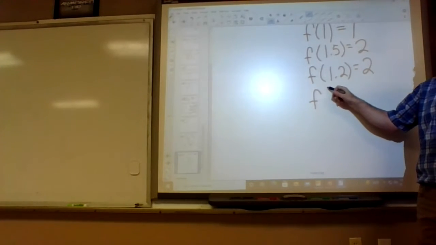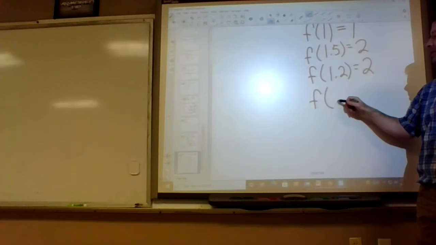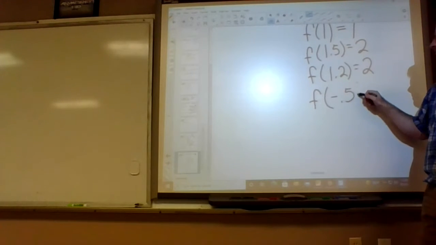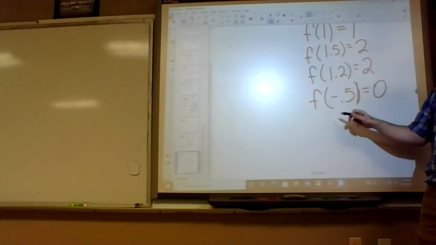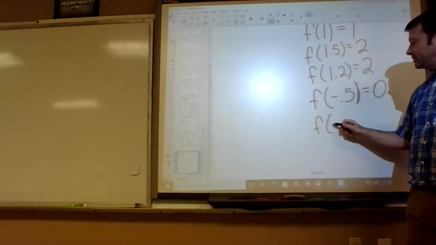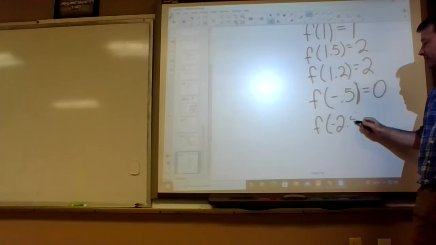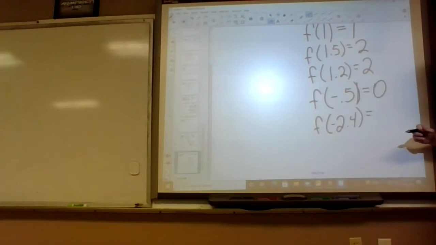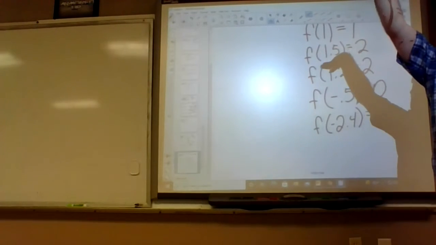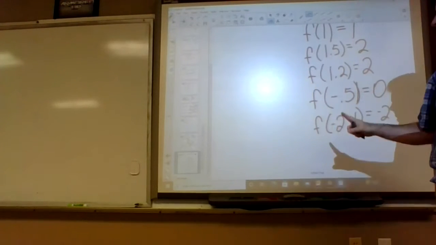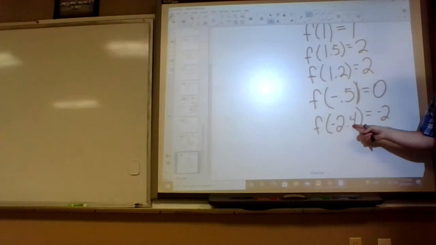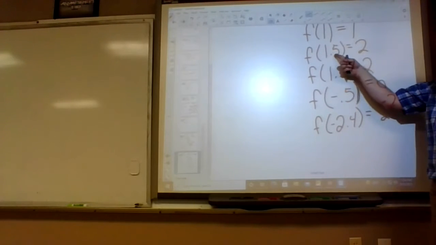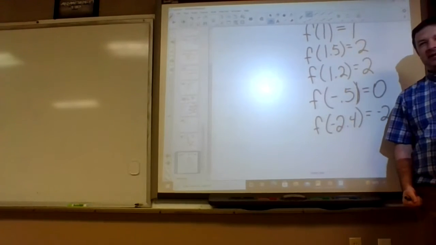Okay, now here's a trick question. What if I plug in negative 0.5? It rounds up to 0. What if I plug in negative 2.4? It rounds to negative 2, because when you're rounding up, negative 2 is actually higher than negative 3. So if you round up on the negatives, it actually goes backwards. It goes to negative 2. This goes to 0. This goes to 2, 2, 1. Does that make sense?